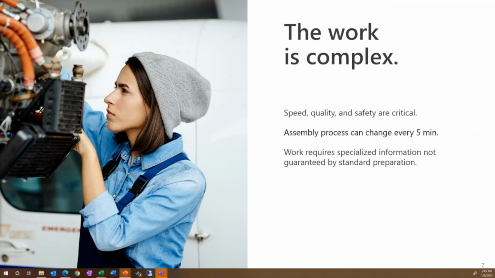Even experienced workers often face challenges with complex, constantly changing work processes. On production lines, assembly processes can often change every 5 minutes, for example. And many production lines make custom machinery or custom finished goods.